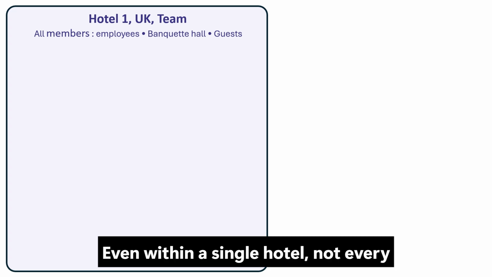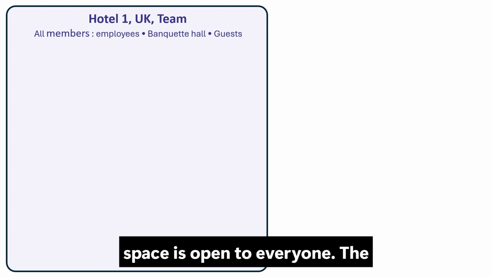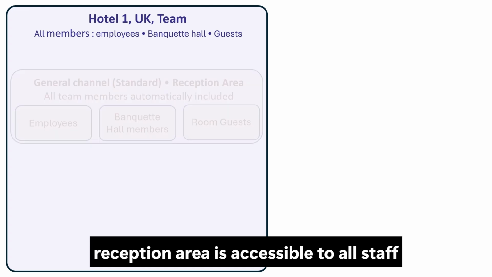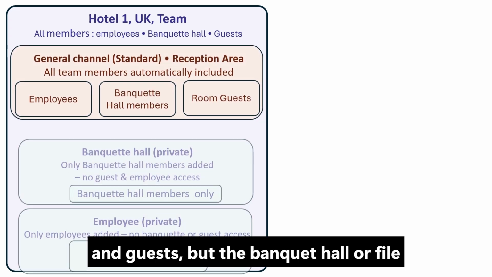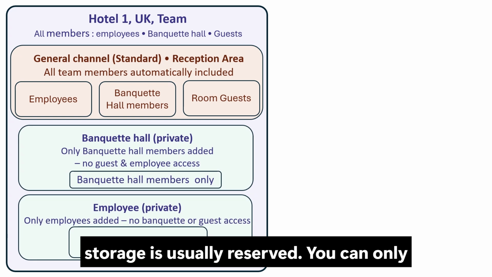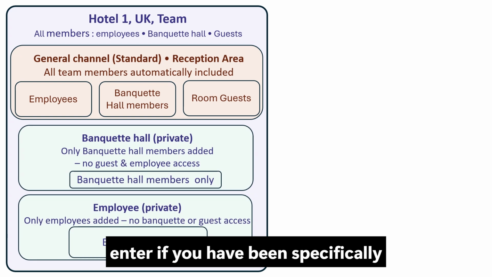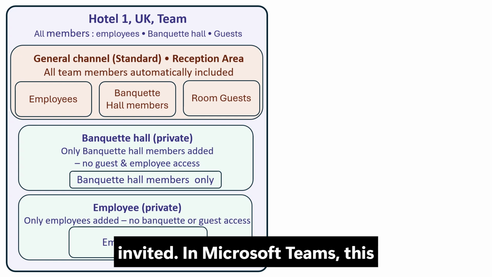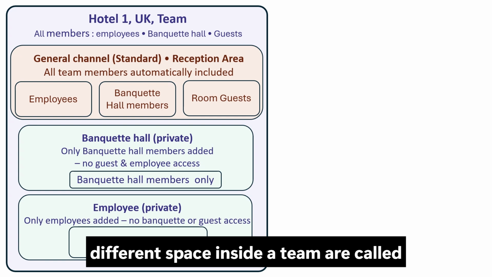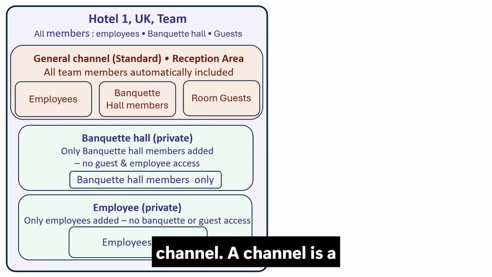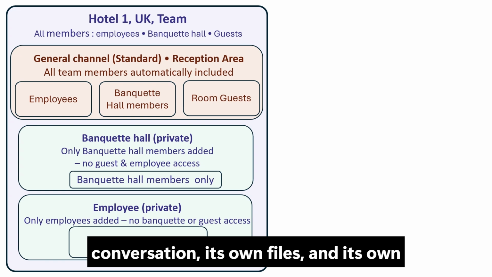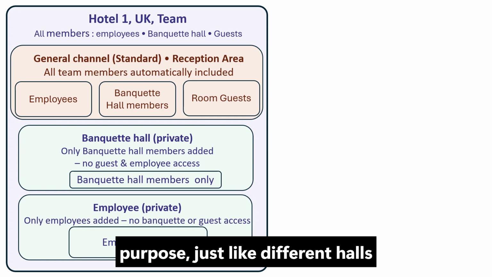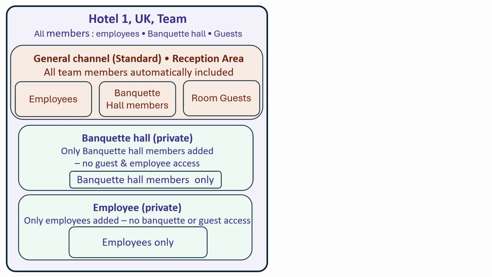Even within a single hotel, not every space is open to everyone. The reception area is accessible to all staff and guests, but the banquet hall or file storage is usually reserved. You can only enter if you have been specifically invited. In Microsoft Teams, these different spaces inside a team are called channels. A channel is a dedicated area within a team with its own conversation, its own files, and its own purpose, just like different halls inside the same hotel.